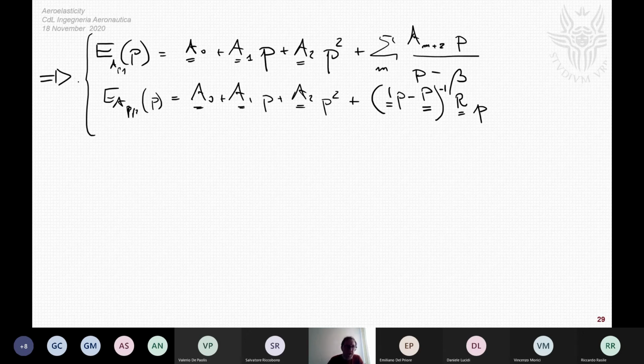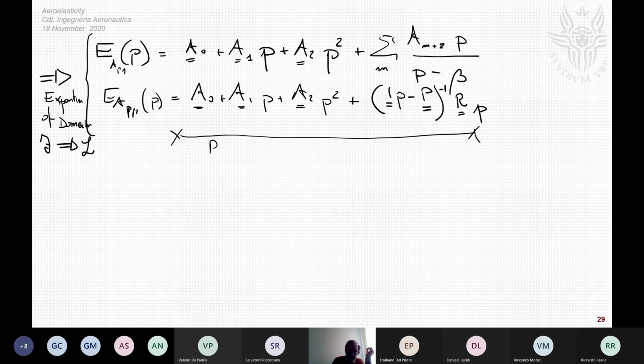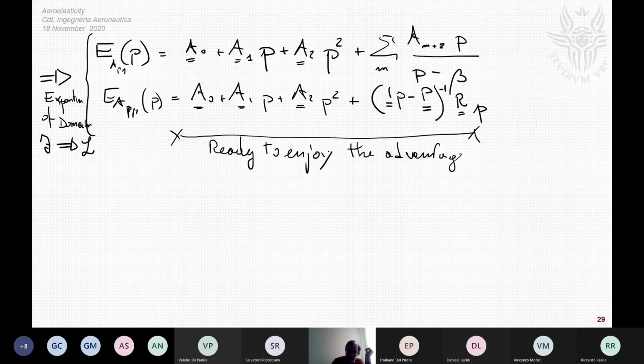So we have essentially correctly expanded the domain of definition. In this way, I can work on this interpolated form also in the Laplace domain, besides the Fourier domain as well. So we have performed an expansion of domain from Fourier to Laplace. And now I'm ready to enjoy the advantages of such approximation.